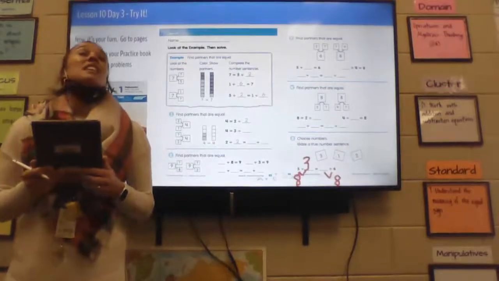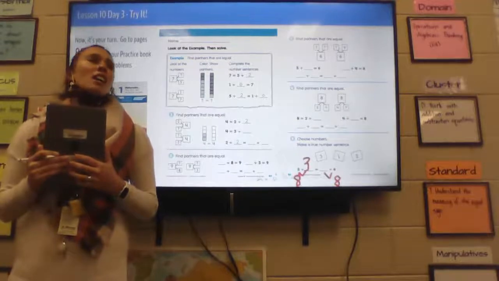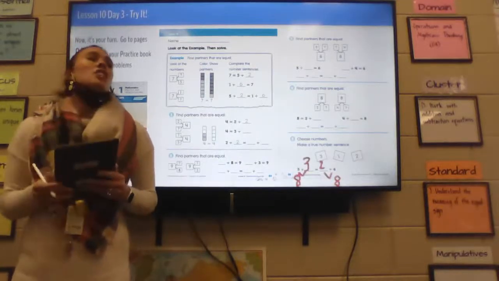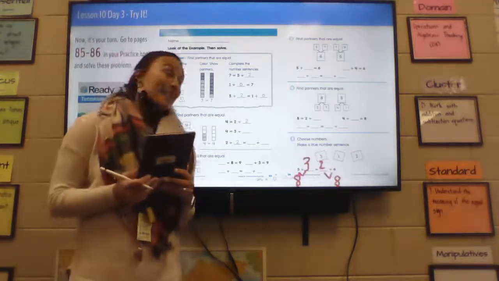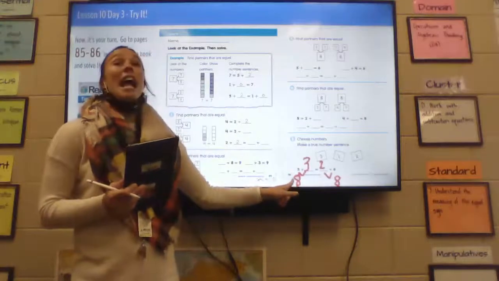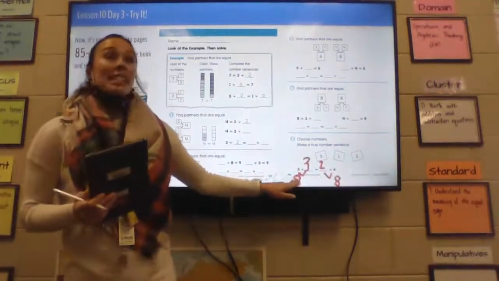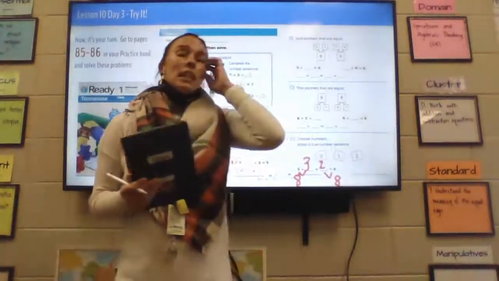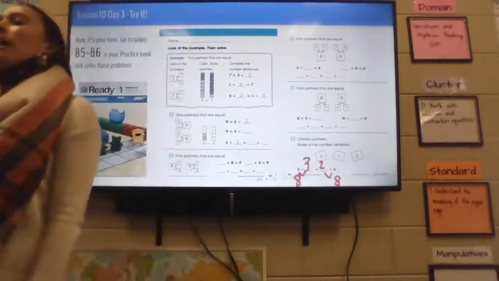So 5 + 6 = 8? I don't think that one will work. Claire? Claire says we should put 2. Does 2 + 6 = 8? No. Yes, it does. So now, is it equal? Do we have 8 on this side? Do we have 8 on this side? Okay. Make yours look like mine.